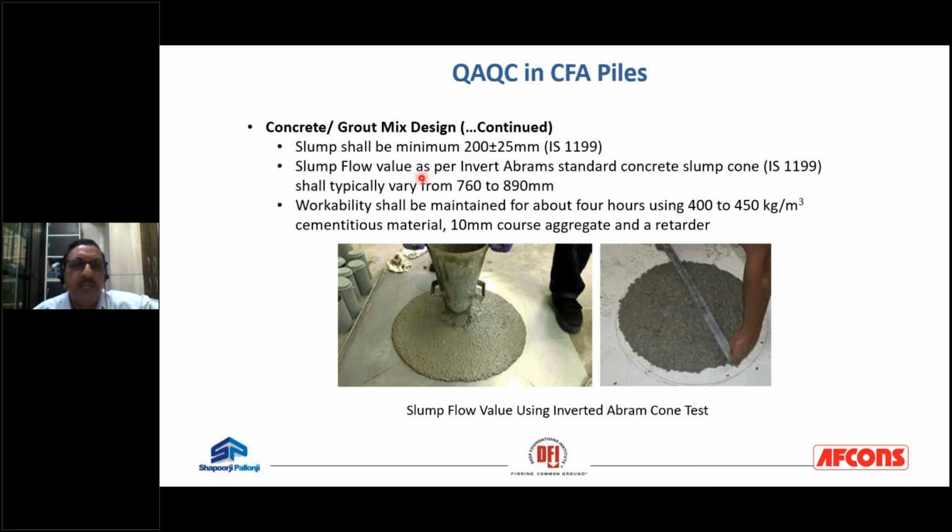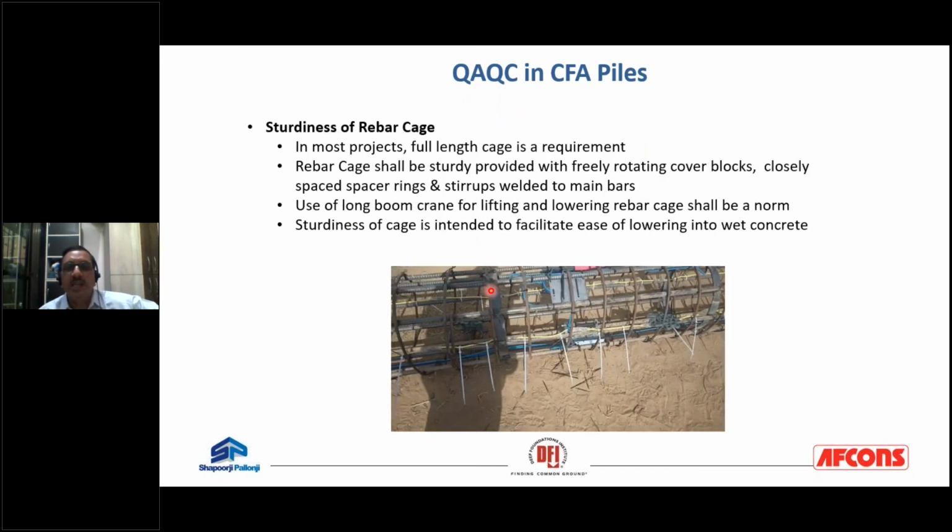In fact, we have a better measure, which is called the slump flow value, measured by the inverted Abrams cone, and it has to vary from 760 to 890 mm. This should ensure that the concrete is flowable enough to allow the cage to be accepted and inserted into the wet concrete column.